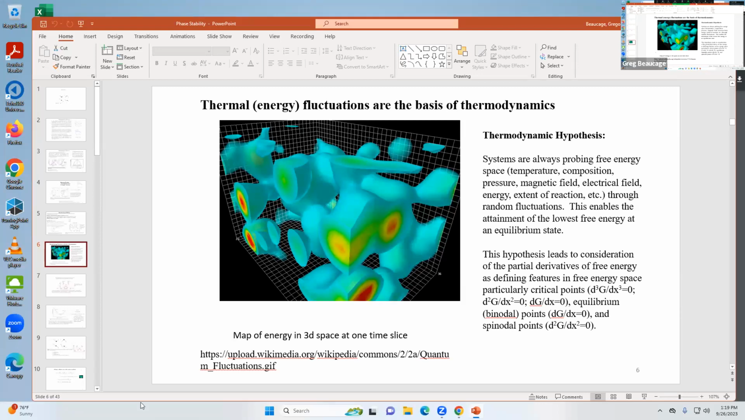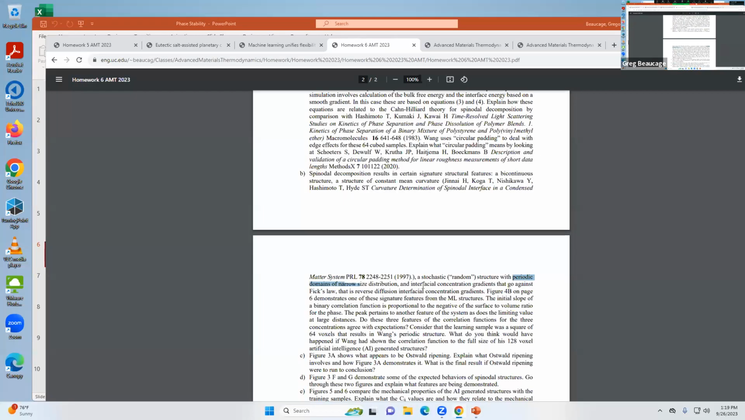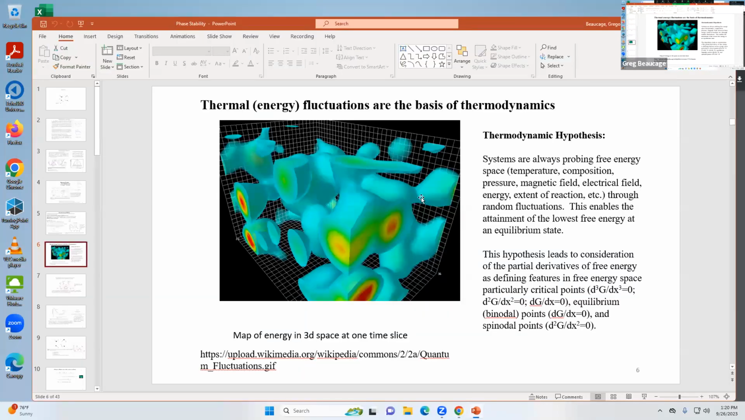Right, and then what else? Interfacial concentration gradient should go against Fick's law. In other words, you're not diffusing from the high concentration to the low, you're diffusing from the low to the high. The reverse diffusion of interfacial gradients. And then that's it, I guess. That's the list I've got. That's basically what I have for spinodal. That's what it kind of looks like.